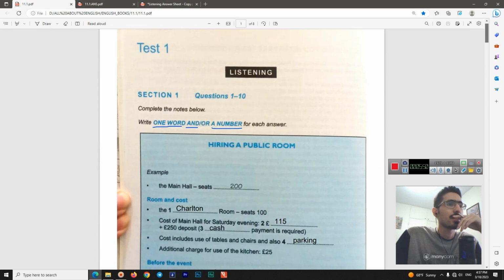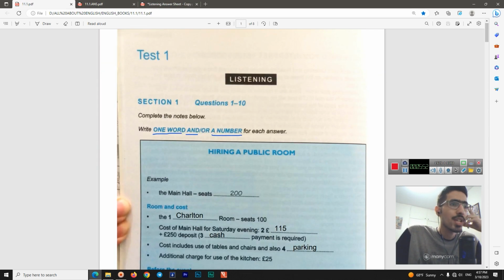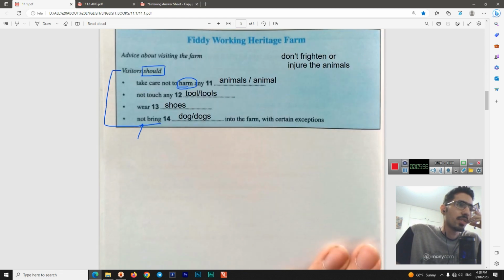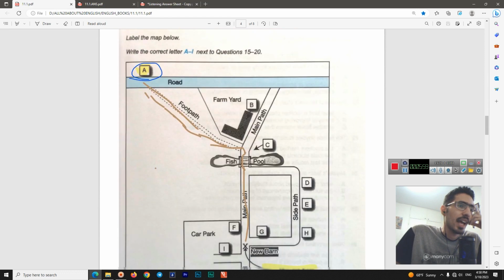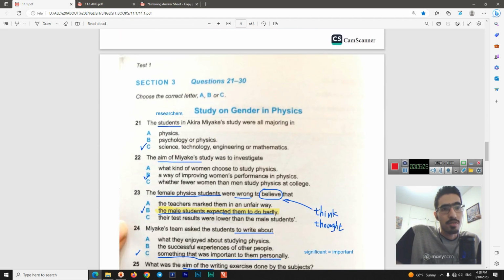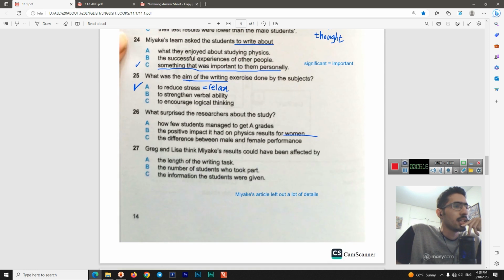And this was section 1. It was a gap filling exercise. And then we had section 2, which was a little bit of gap filling, and there was a map. Section 3, which was the longest video because it was the hardest, multiple choice. That's the part a lot of students struggle. So make sure to go back to my video if you haven't seen this, because I've given you practical advice.